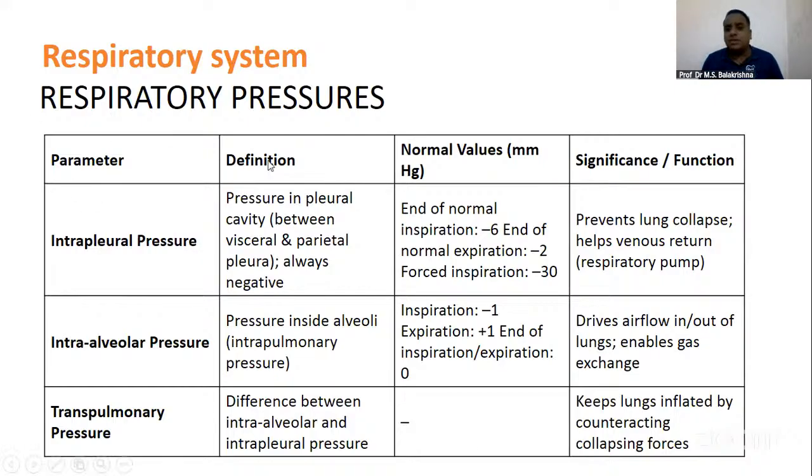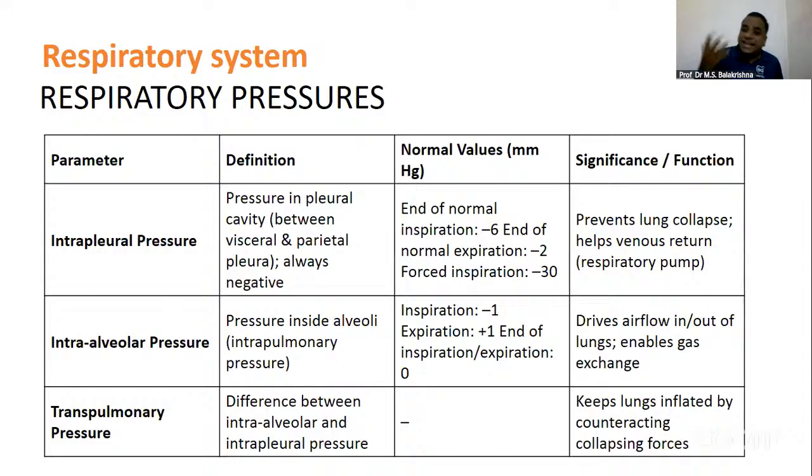This is an MCQ. Intrapleural pressure is always negative, and the question comes like this: at the end of normal inspiration, it is -6. At normal expiration, it is -2. At forced inspiration, it is -30. So the values keep on changing. What keeps on changing? Intrapleural pressure. At inspiration it is different, after normal expiration it is different, and the third one, after forced inspiration, is different. So please note these values.